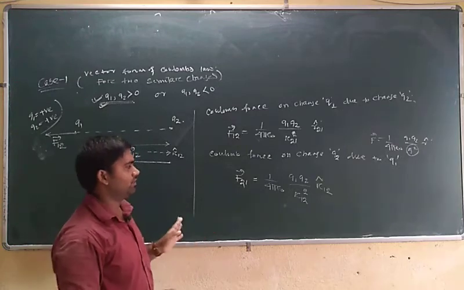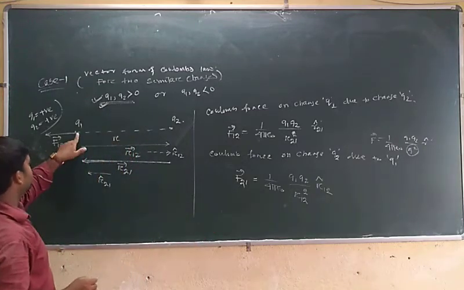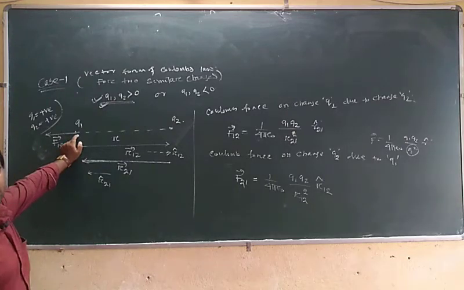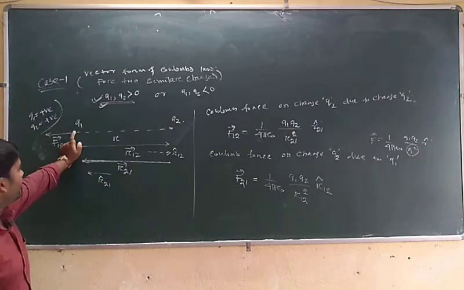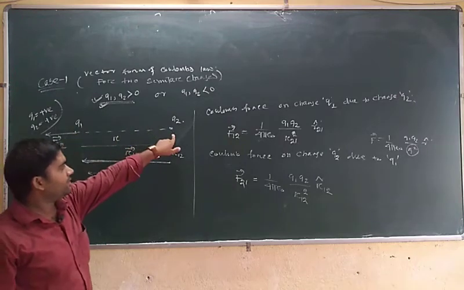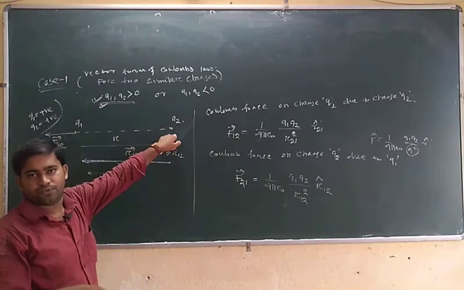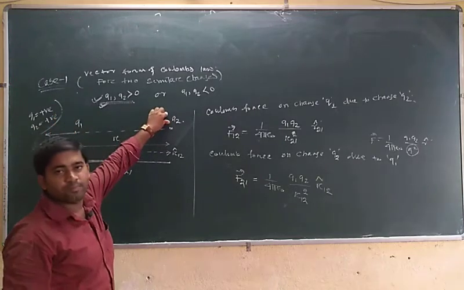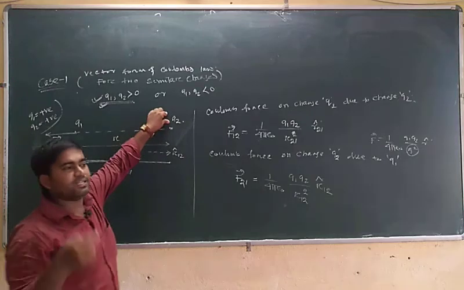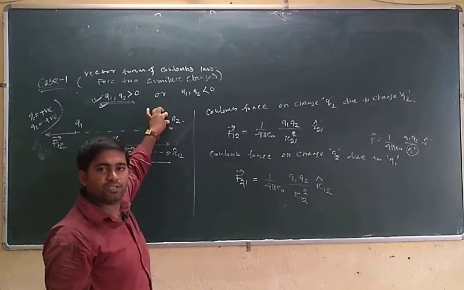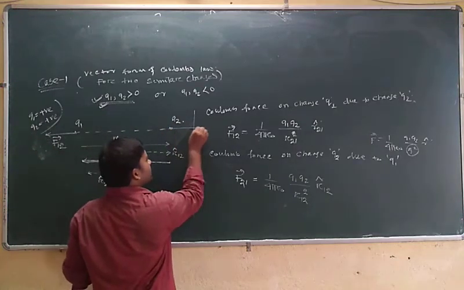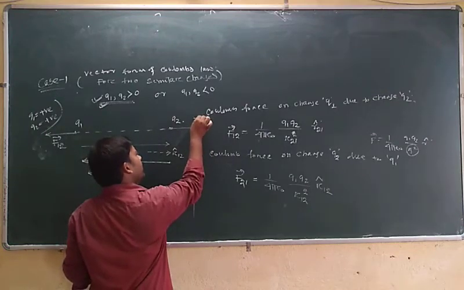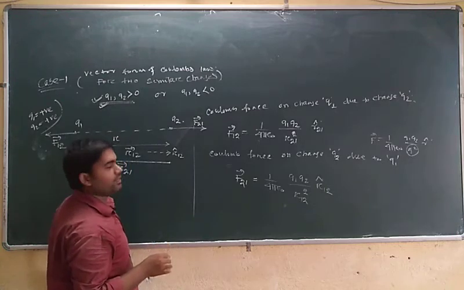Now come to the direction. When q1 acts on the charge q2, q1 is positive, q2 is also positive, and the action starts from q1 and acts on q2. So there will be a repulsive force, and repulsive force acts along the line joining the charges. Along the line joining the charges means away from q1 charge, so that will be the direction of F21 vector.